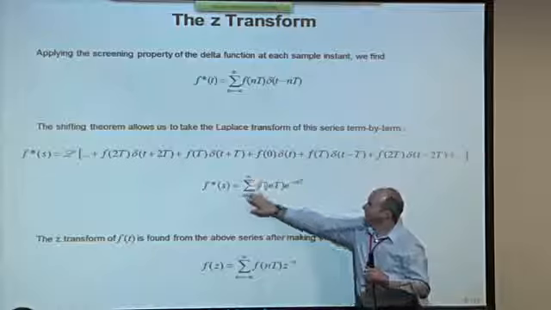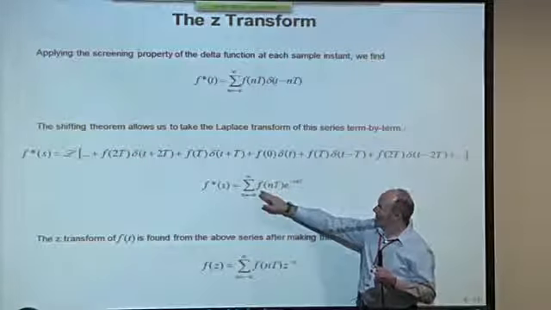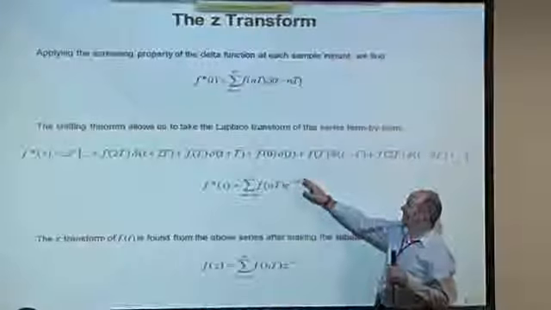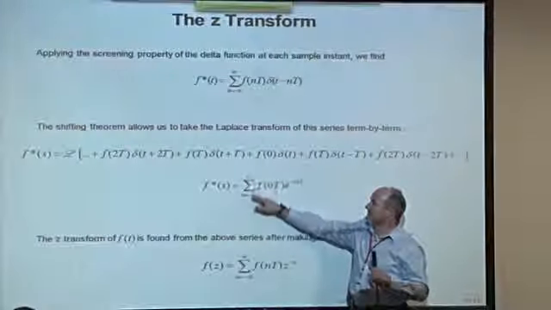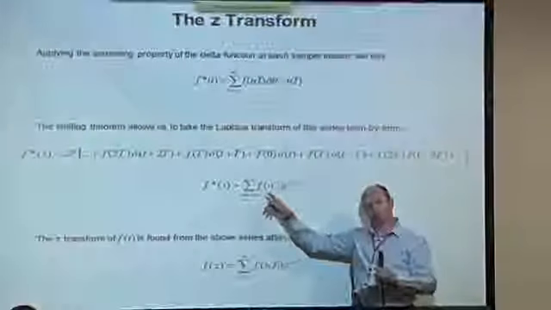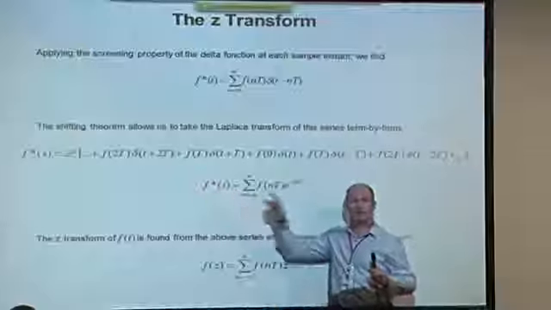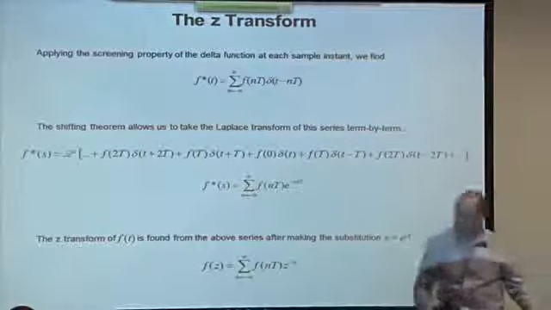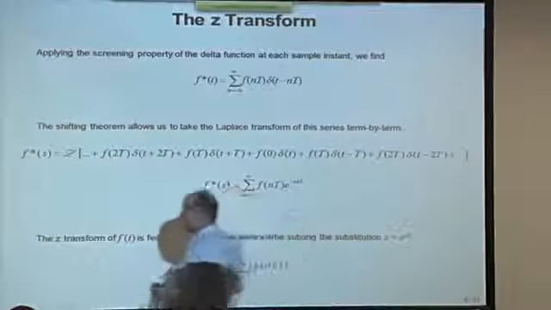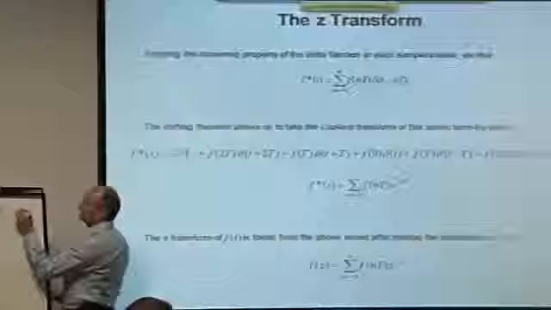So what you end up with in closed form after you've taken the Laplace transform is this: f of nT times e to the minus snT, where n is the index of summation between minus infinity and plus infinity. And the only difference between this, because this is the Laplace transform of the sampled system, and the z transform, is a substitution which is fundamental to everything that follows. That substitution is z, a new complex variable, z, is equal to e to the sT.